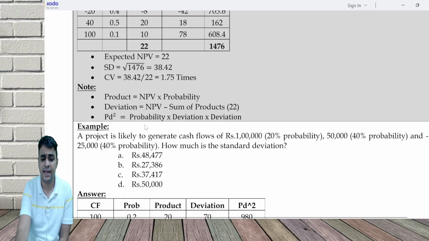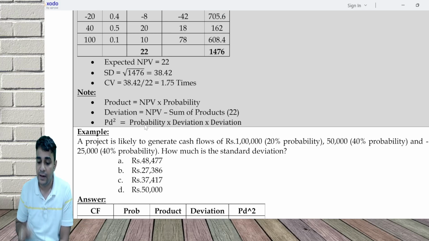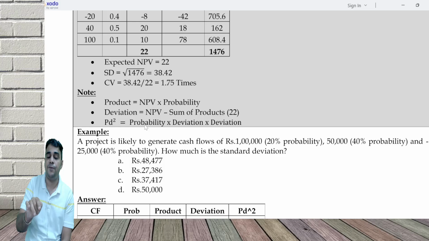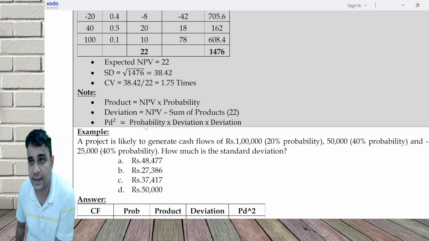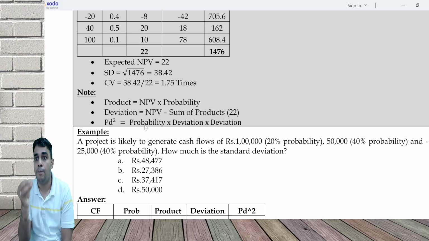A project is likely to generate cash flow of 1 lakh with 20% probability, 50,000 with 40% probability, and minus 25,000 with 40% probability. How much is the standard deviation? Now listen, this is asking for cash flow standard deviation. It can ask NPV standard deviation also. Our format is cash flow, probability, product, deviation, PD square.